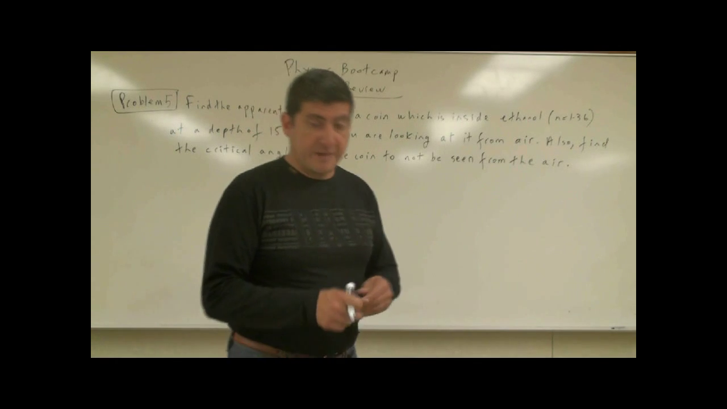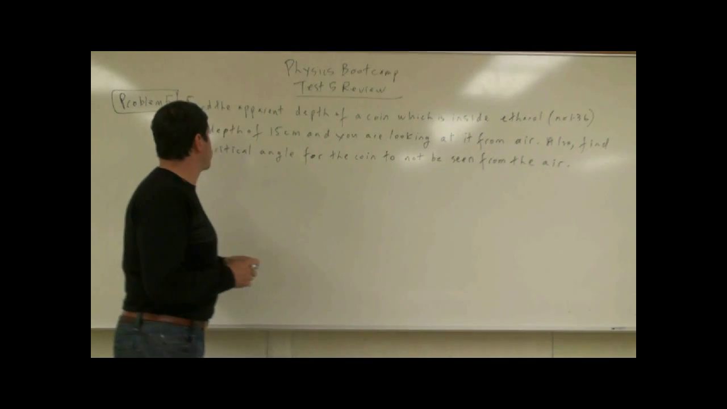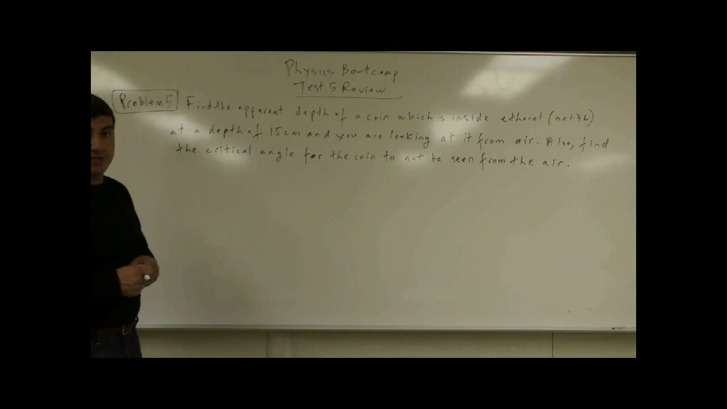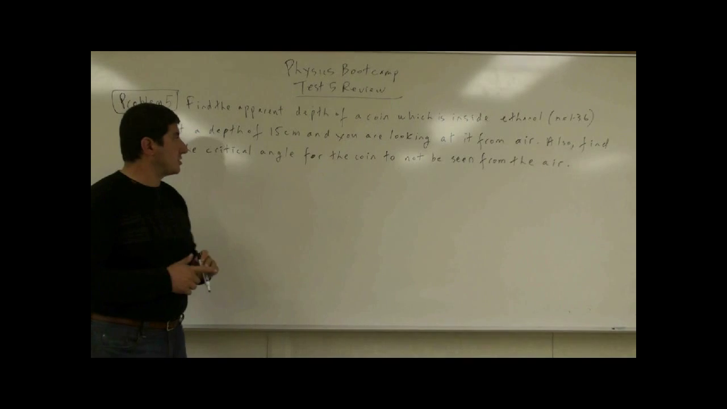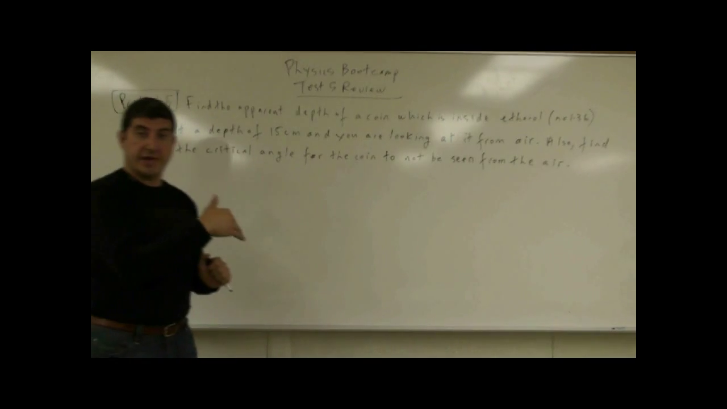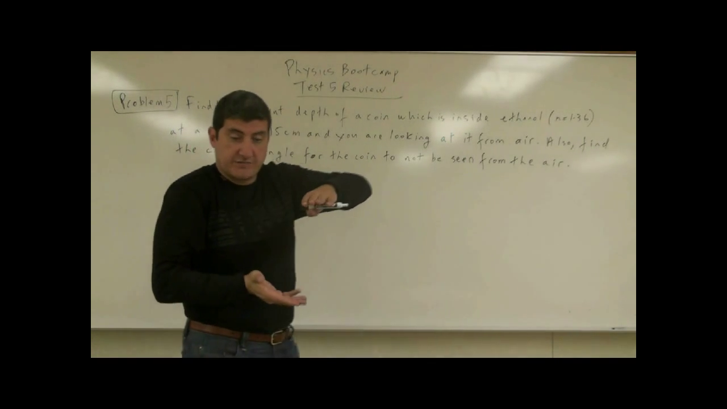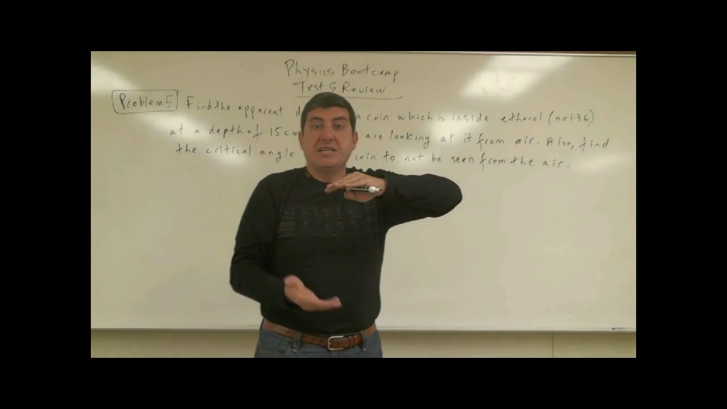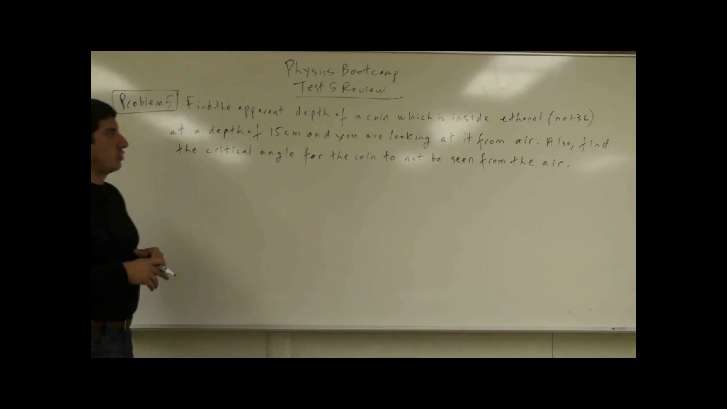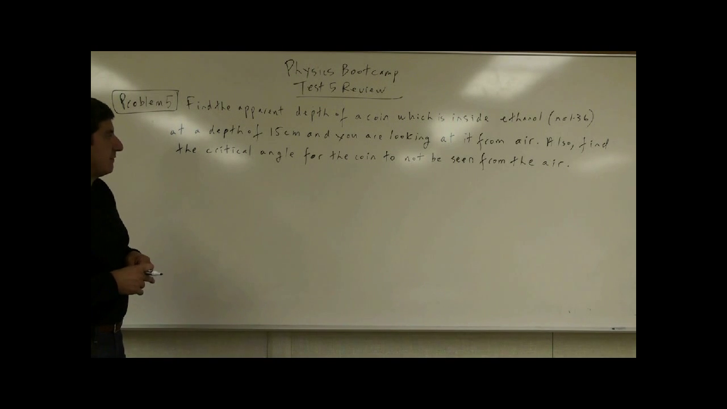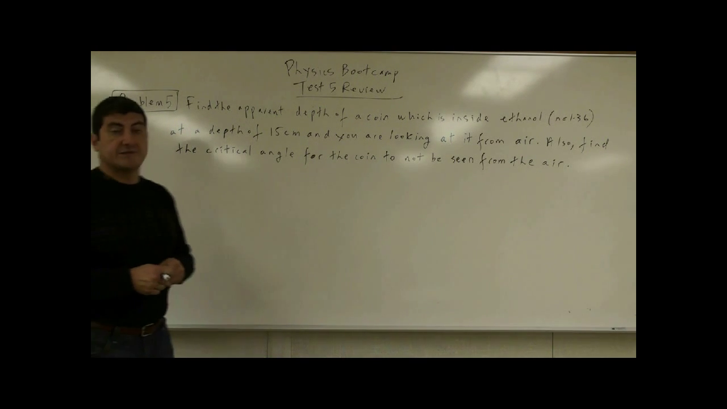Now we get to problem 5, which is also an optics problem. It says: find the apparent depth of a coin which is inside ethanol, n equals 1.36, at a depth of 15 centimeters, and you are looking at it from air. So we want to know the apparent height of an object that is inside of some medium, and we want to be able to use the equations to solve for that. Also find the critical angle for the coin to not be seen from air.